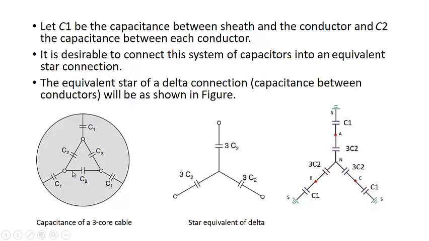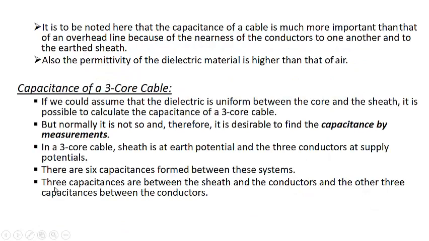And there are other 3 capacitors which are formed between the conductors themselves. That's conductor to conductor, that is C2, conductor to conductor, that is this C2, and conductor to conductor, that is this C2.